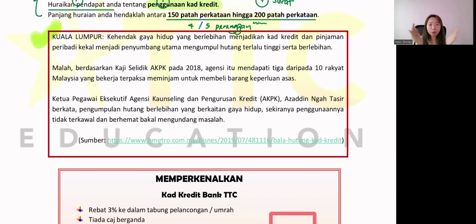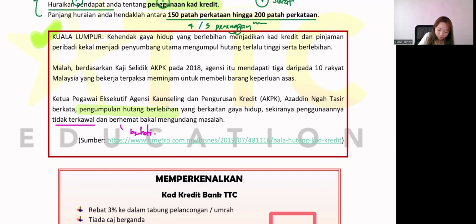Mengumpul hutang, hutang. Okay. So basically, this is it, isn't it? Pengumpulan hutang berlebihan. It means the excessive debt. What is hutang? It means debt. Okay. So it says there will be a debt which is relevant towards your gaya hidup, your lifestyle. Sekiranya, it means if penggunaannya tidak terkawal, you never control it. Okay, never control the usage. Berhemat means berhati-hati. Be careful like that.